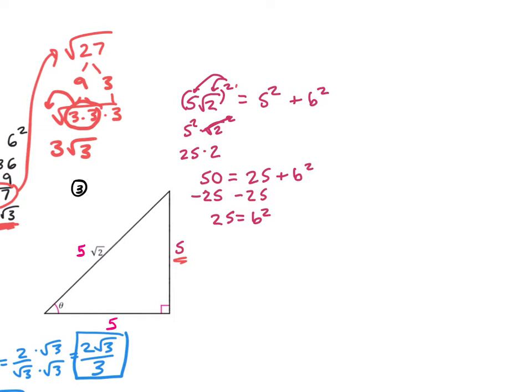If you have something like 5 square root 2 squared, you have to square the 5 and square the square root 2. So 5 squared would be 25. Square root 2 squared is 2. So 25 times 2 would give us 50. So just be careful with that.